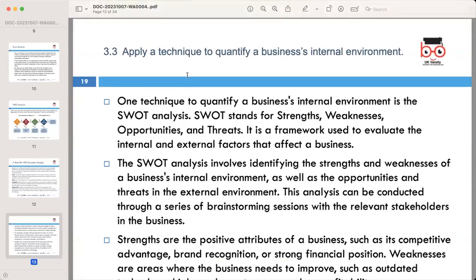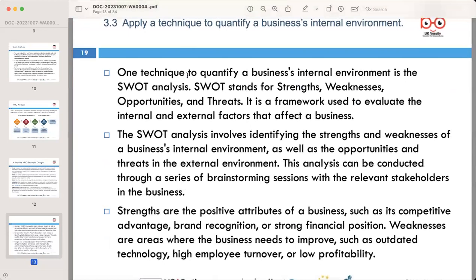So next one is apply techniques to quantify a business internal environment. One technique to quantify a business internal environment is the SWOT analysis. SWOT stands for strengths, weaknesses, opportunities, and threats. It is a framework used to evaluate the internal and external factors that affect a business.